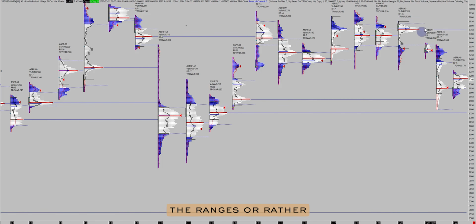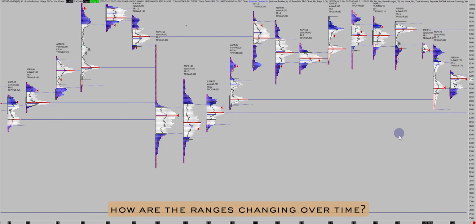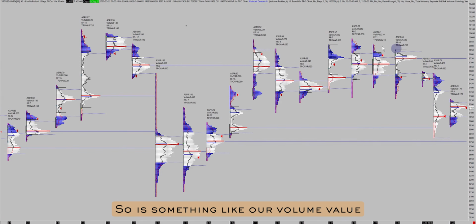Okay, you could also see things such as whether or not the market is compressing over time. How are the ranges changing over time? So is something like our volume value area, our TPO value area, is that beginning to drop? Because we know that that is essentially the high to low of these ranges for the value areas. Is that compressing over time? Is the average subperiod rotation size increasing or decreasing? You would ideally want to see that that is increasing if a trend is increasing, okay? And potentially towards the end of a ranging environment, you might see a ton of compression in those values.